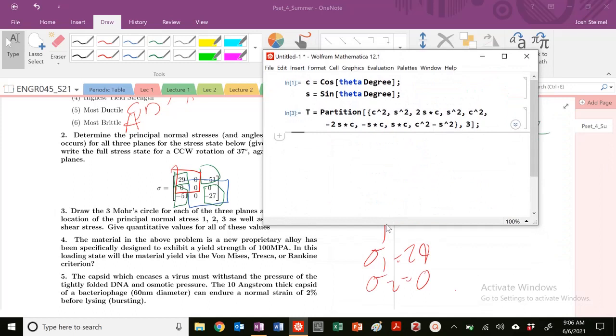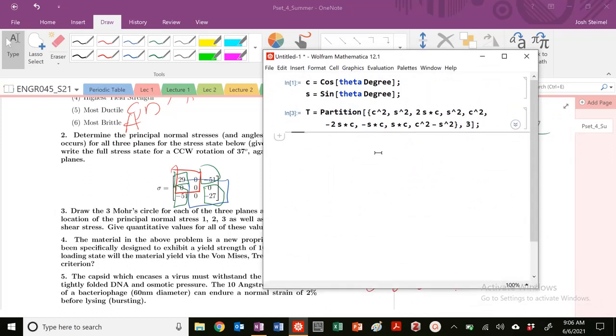So I'm going to define, again, my vector. My stress 1, 2 is equal to normal stress, shear stress. My stress 2, 3 is equal to, again, normal stress, shear stress. And then finally, my stress 1, 3 is equal to normal stress, shear stress.